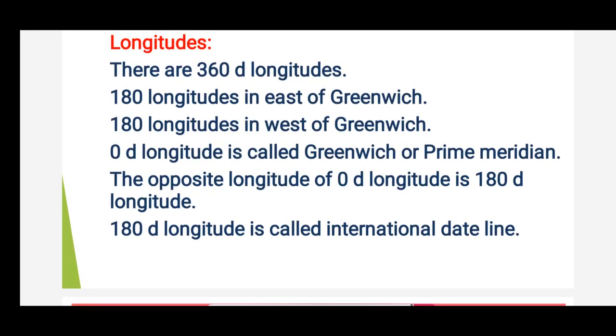The opposite longitude of this Greenwich longitude, that means of 0 degrees longitude, is 180 degrees longitude. It is quite opposite of 0 degrees longitude. This 180 degrees longitude is called the international date line, because one who crosses this line is crossing the day, the previous day and the present day. That's why the 180 degrees longitude is called the international date line.